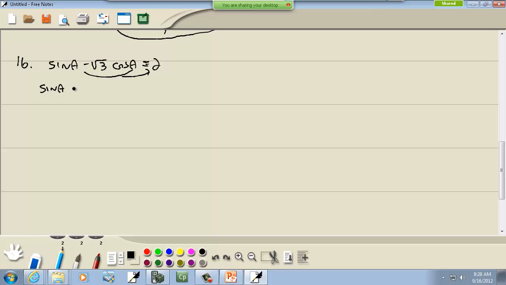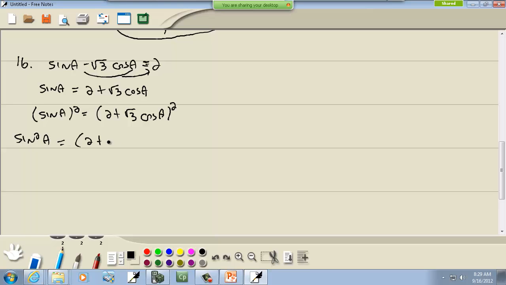So we get sine theta is equal to 2 plus square root of 3 cosine theta. And we looked at the power principle earlier on where we could square both sides. So let's do that. So I've got sine theta squared is equal to 2 plus square root of 3 cosine theta squared. Well, that gives us sine squared there. And here I have to rewrite this as 2 plus square root of 3 cosine theta times 2 plus square root of 3 cosine theta.